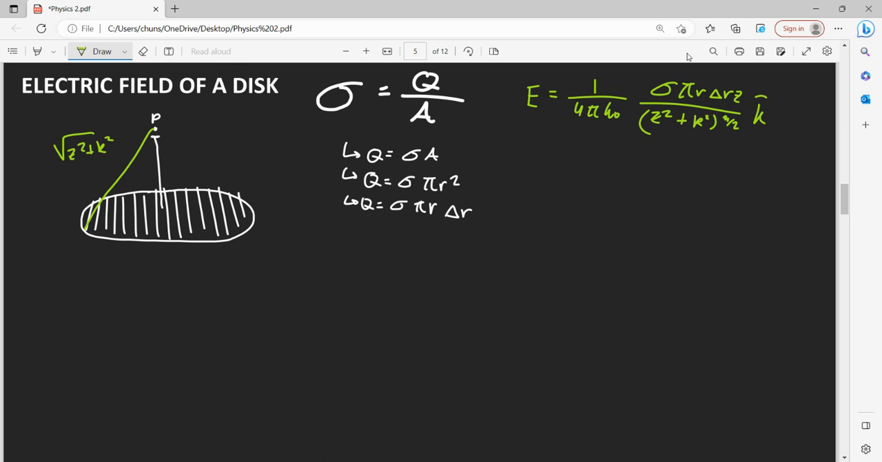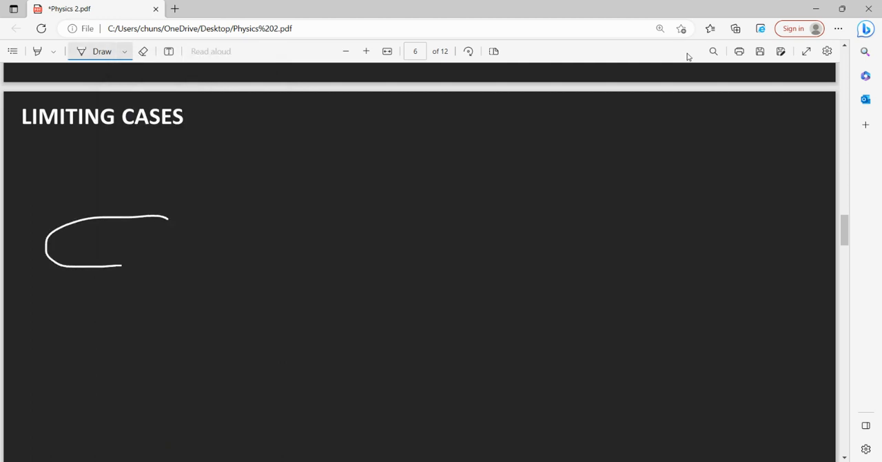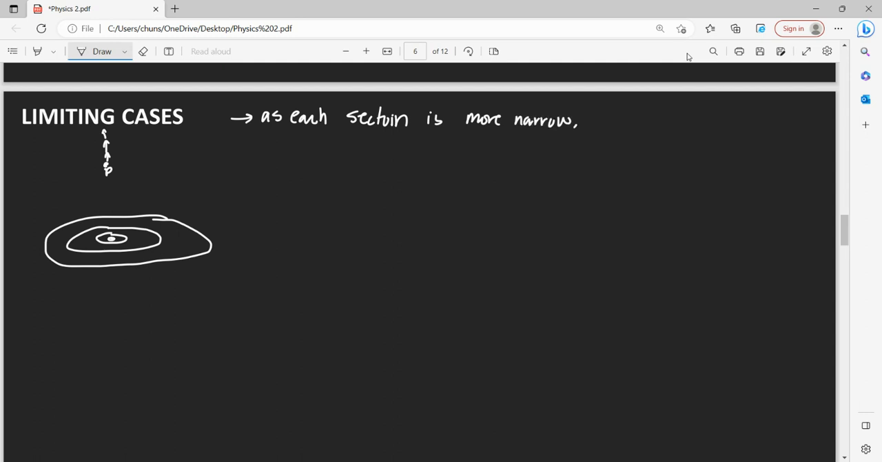Sorry, I forgot this one other thing. There you go. So in our limiting case, the way that we break this out to integrate it, we are breaking it into smaller and smaller disks, where each one adds to that net electric field pointing upwards at P. So in our limiting case, as each section is more narrow, our change in r is just going to be denoted dr.